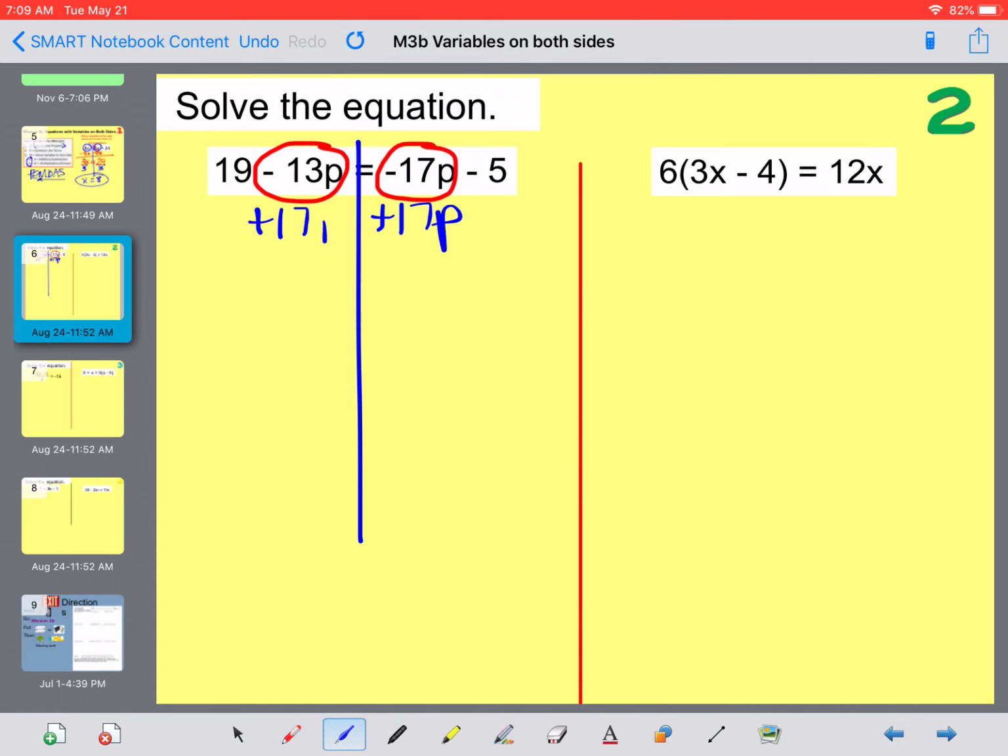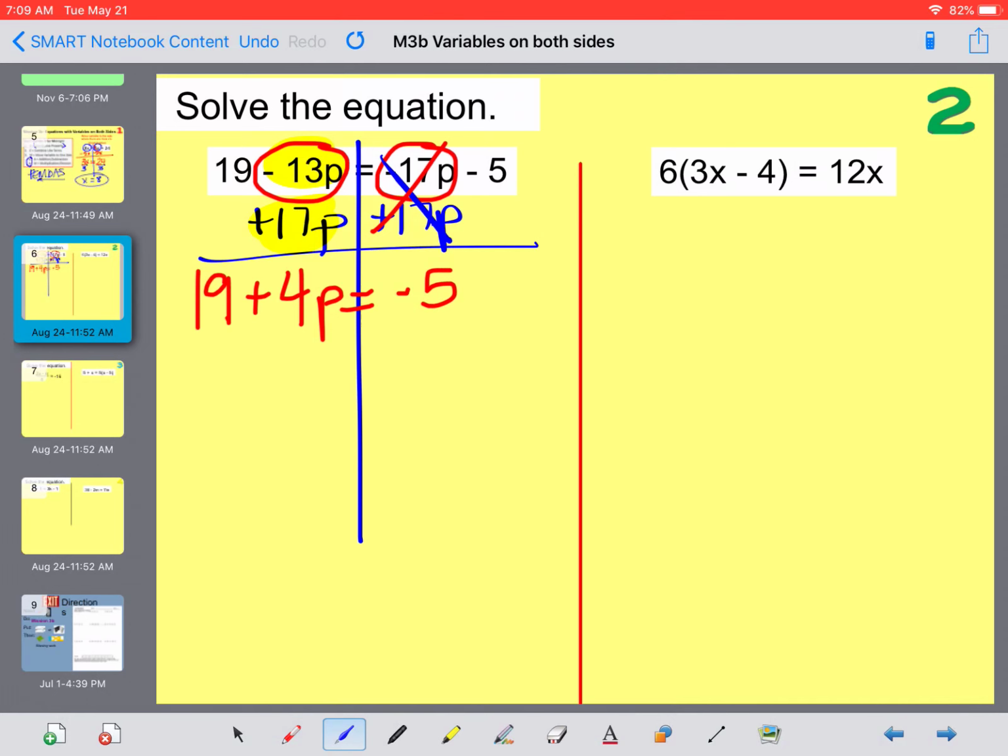will help us to create a positive p. Because now over on the left side, we have more positives than negatives. So 17 minus 13, remember different sign, subtract. That gives us 4p. And then copy what we have left. There's a 19. It's not a minus anymore, it's now a plus because that's a positive 4p. These eliminated, and we have a negative 5.